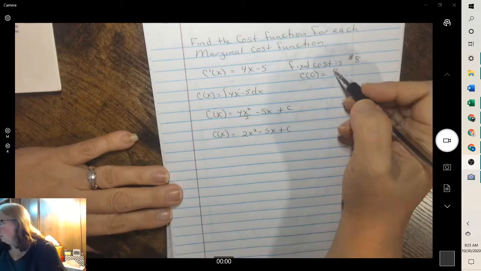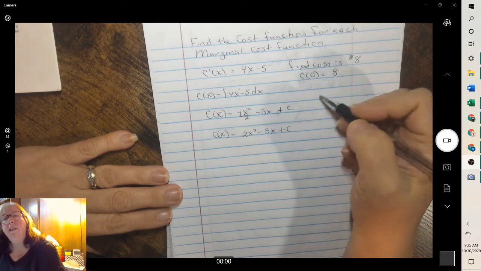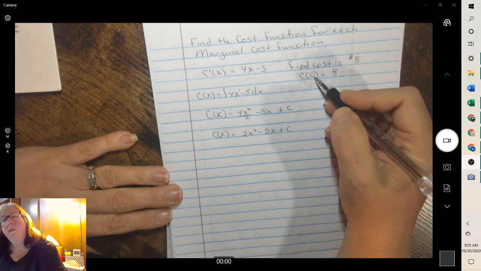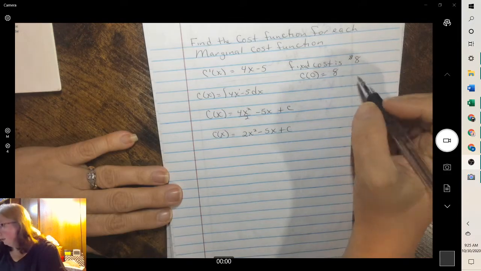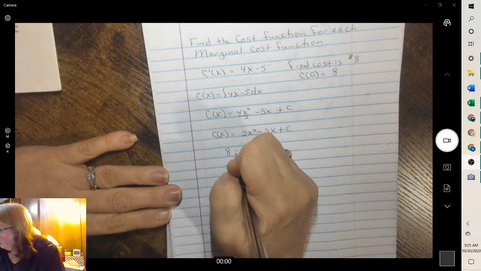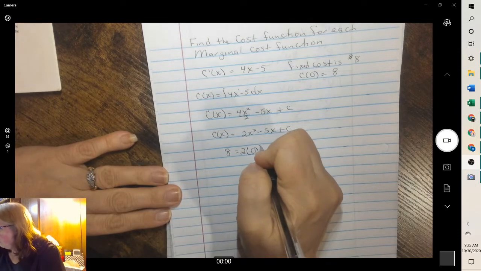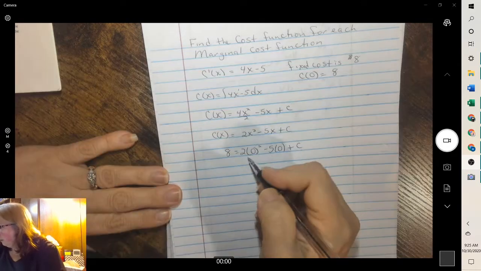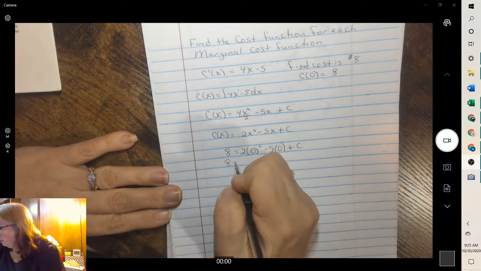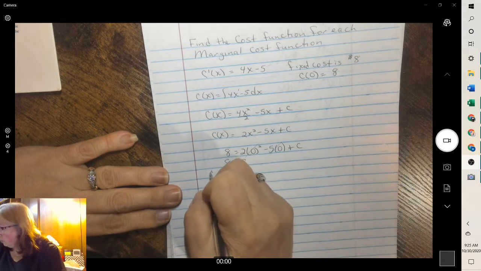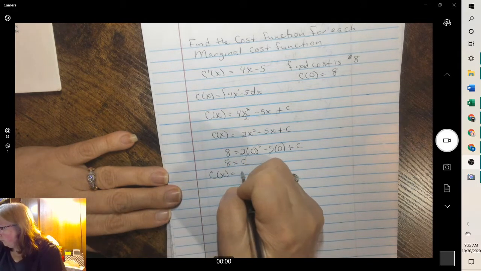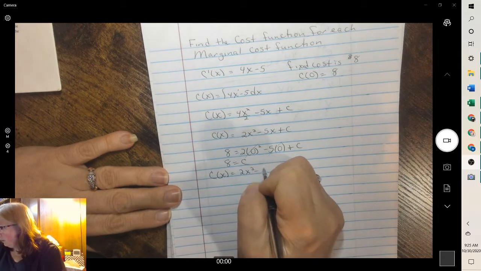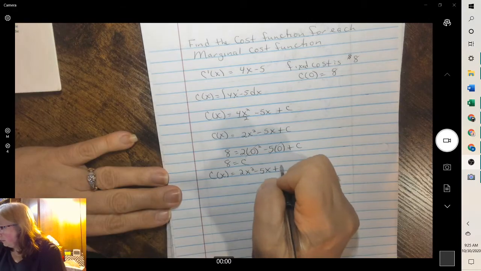Now this was given to us so we could find C. It means when x is 0, the function equals 8. So that means that 8 equals 2 times 0 squared minus 5 times 0 plus C. These drop out. C is 8. So our function is 2x squared minus 5x plus 8.